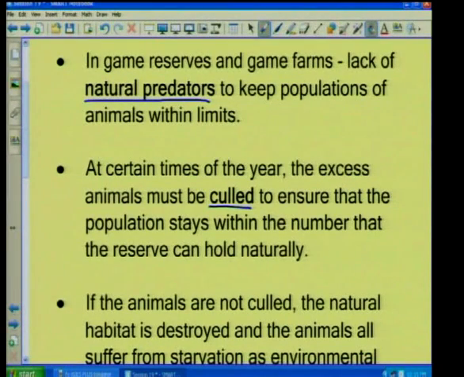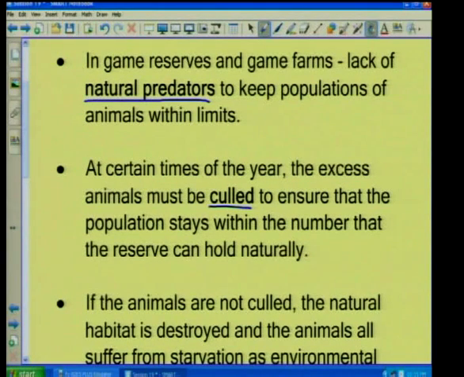But they don't always have the big five, and part of the big five would be your lions and leopards and cheetahs. Well, rhinos really don't matter here or there, or elephants, but it's your animals that hunt and are predators. At certain times of the year, these animals must be culled. Why? If they are not culled, they will destroy the environment.